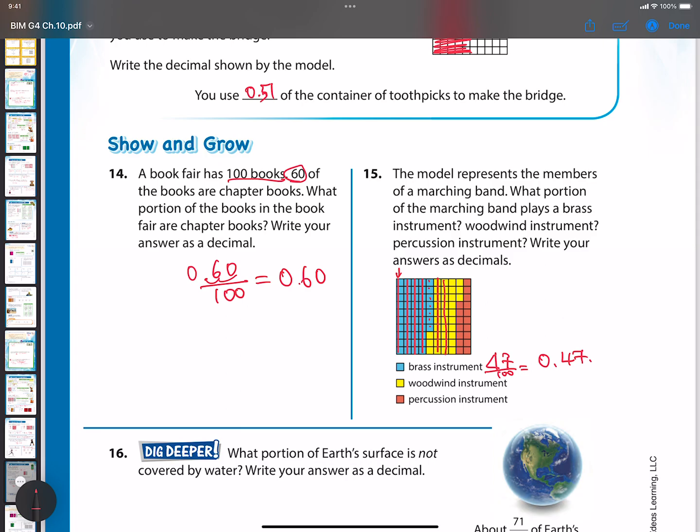Okay, now woodwind. 3 tenths plus 1 2 3 4 5 6. Okay, so that's 36. So 36 over 100 is equal to 0.36. All right, percussion. 10 plus 1 2 3 4 5 6 7. So it's going to be 17 over 100, which is 0.17, because we can move 2 times upward.